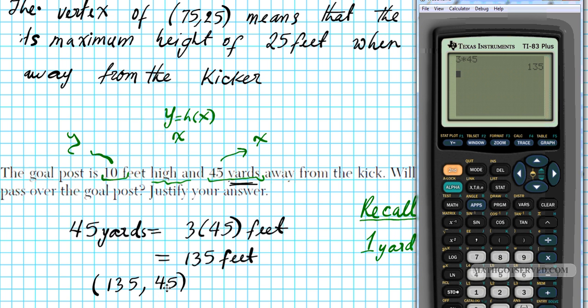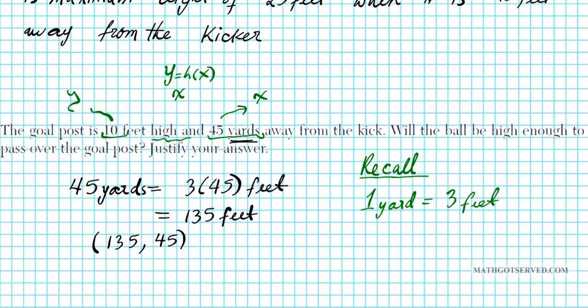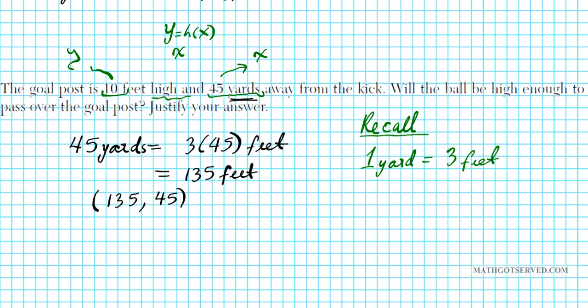If this point is anywhere below the path that the ball passes, then you're good. If it's above, then it's no good because the ball is going to go beneath. All right. So the question now is, how high is the ball when it's 45 yards away? No, when it's 135 yards away.